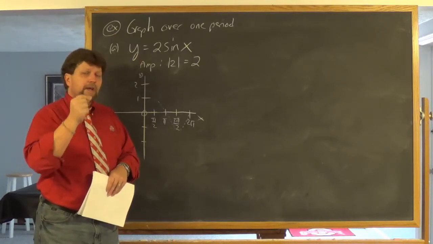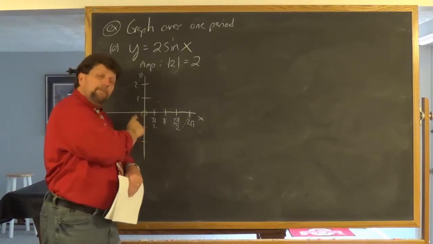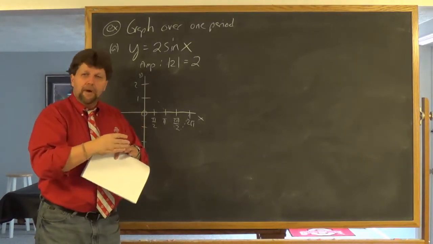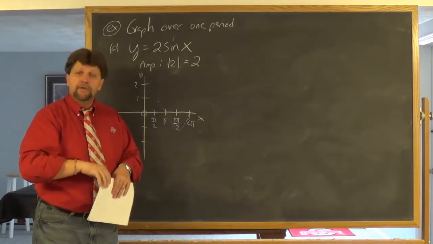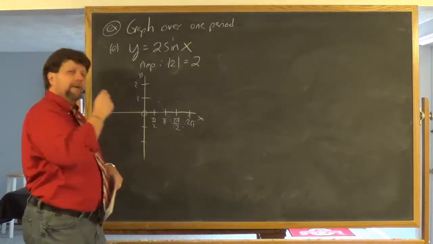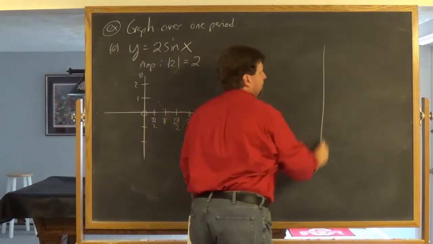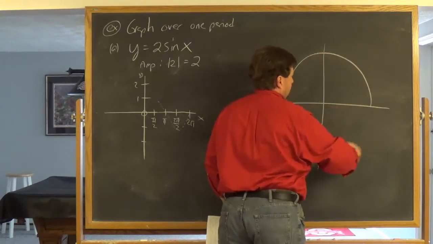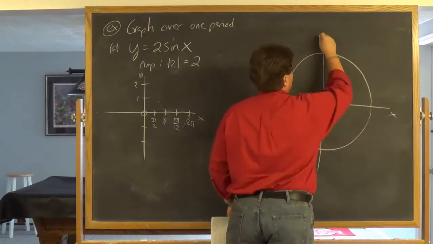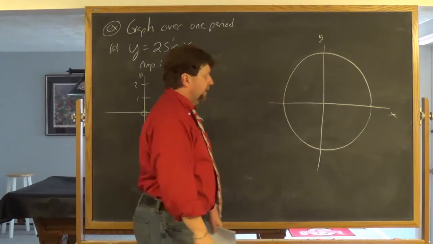And I'm going to show you really why these, what your book calls the quarter points, why I call them the key points. And it goes back to the unit circle. If I'm going to plot points, in fact, let me sketch a quick unit circle up here. That's not too bad for me. We'll pretend, we'll call that a circle.